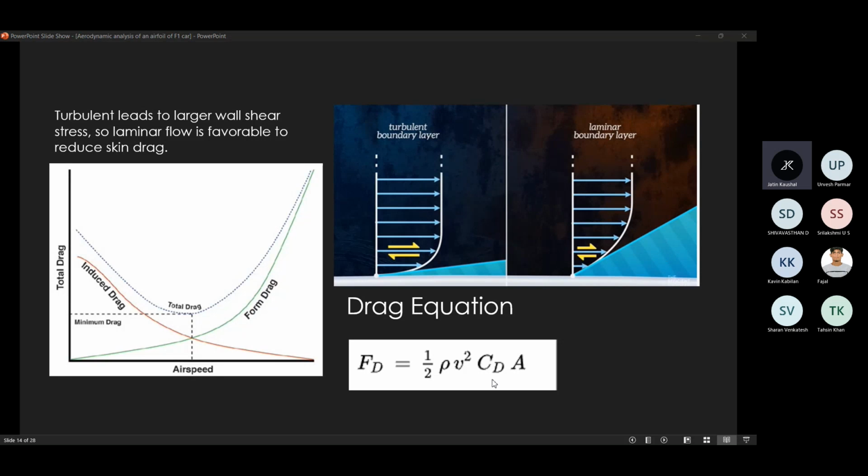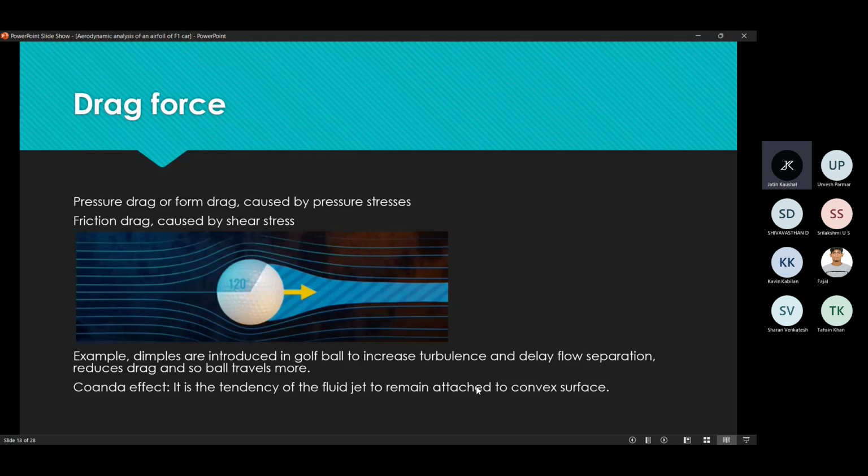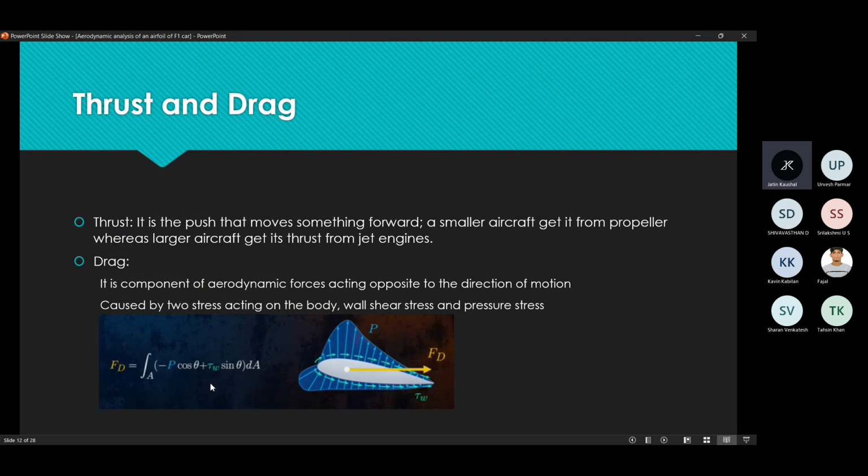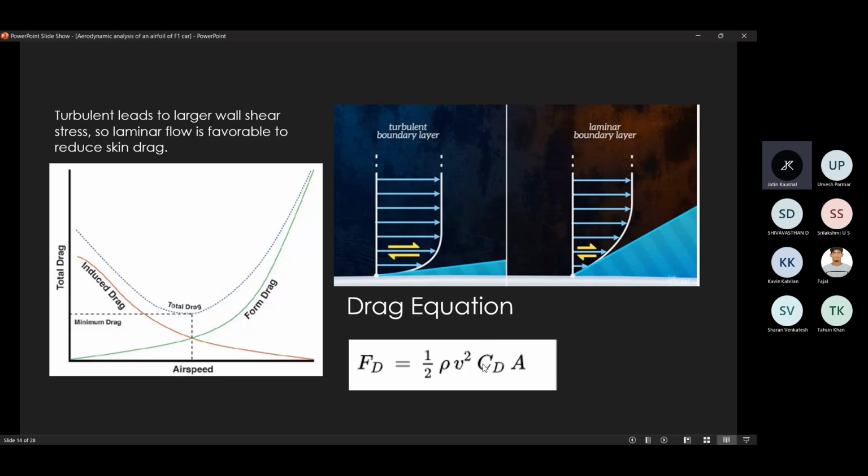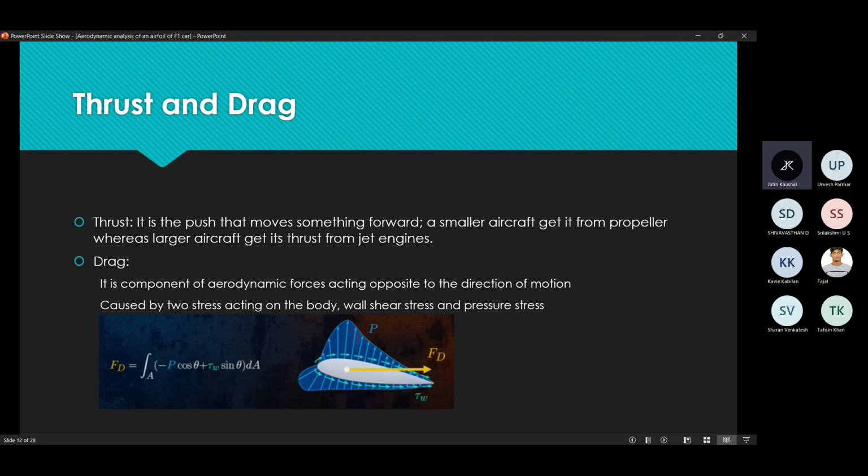Like I explained, the p and tau w terms are difficult to calculate, so we include the uncertainties into a single coefficient known as the drag coefficient. And just like the lift equation, the drag equation is similar, only the coefficient changes: half rho v square A C D. If you are in doubt about which surface area we use to calculate this drag force, for an airfoil we use the surface area that is parallel to the airfoil.